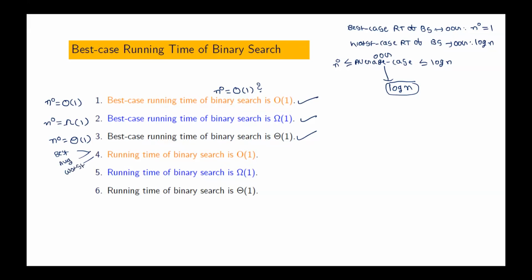Average case running time of binary search is big O of 1. Is that correct? Or worst case running time of binary search is big O of 1. Is that correct? False, sir. In the worst case, it is log n, and log n is not big O of 1. So here also it is false. Hence, this statement is not true. What about the fifth statement?